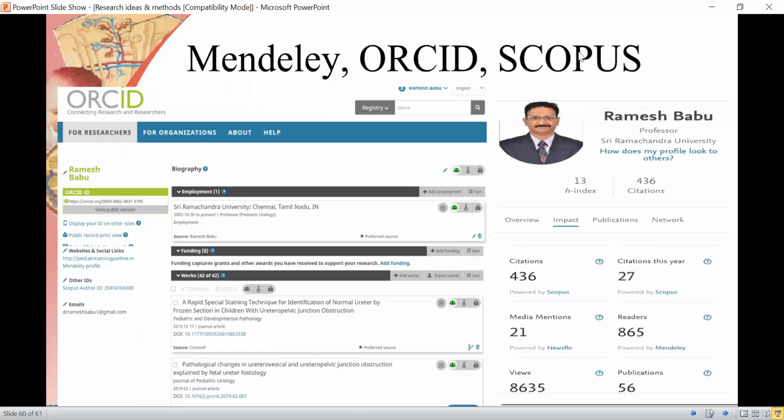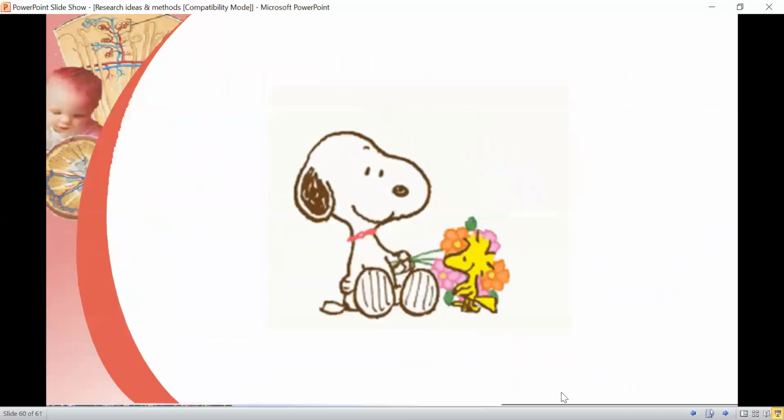Mendeley, ORCID and SCOPUS, these are all for the researchers. So you can register in ORCID and then all your publications start appearing. You can register in SCOPUS, you have an author ID there. Then in Mendeley also it keeps accumulating your work. Your h-index is important when you apply for higher jobs. Like an index of more than 10 is often required by universities for a dean post. So your index and citation index, everything is important.